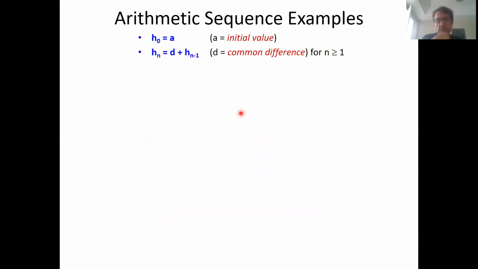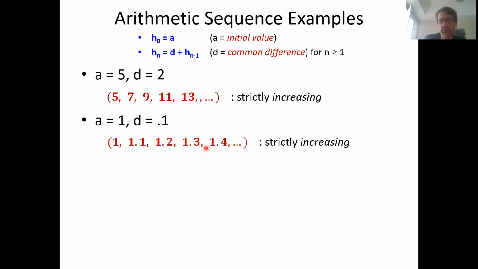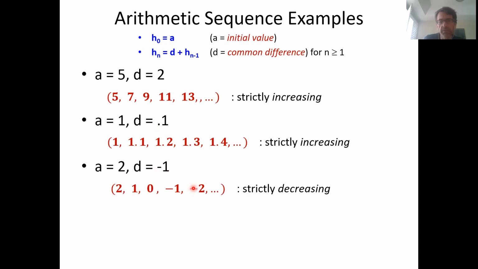Okay, so let's go through some examples of arithmetic sequences. You start with something, you have some delta 2. It's strictly increasing, you add 2 every time. Or you add 1/10. Well, this is strictly increasing as well, unlike the geometric sequence. What about if you add a negative number? Well, it will be decreasing, obviously.